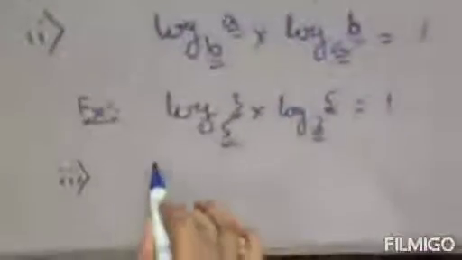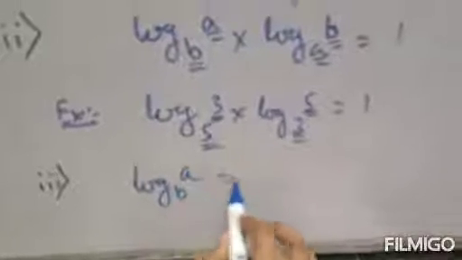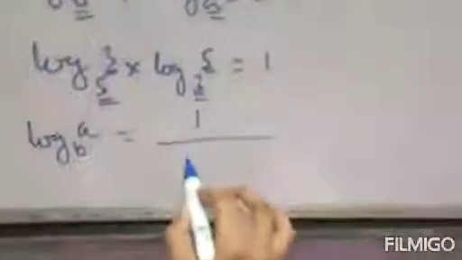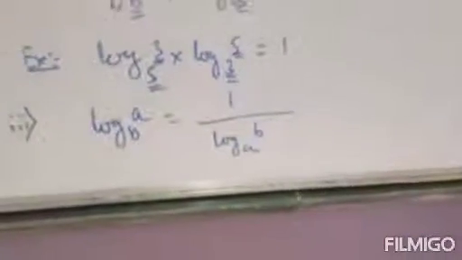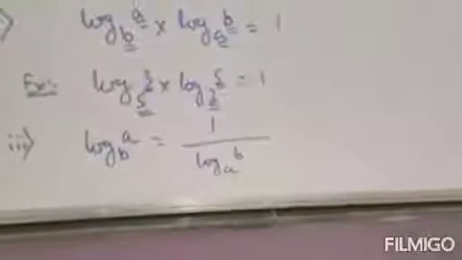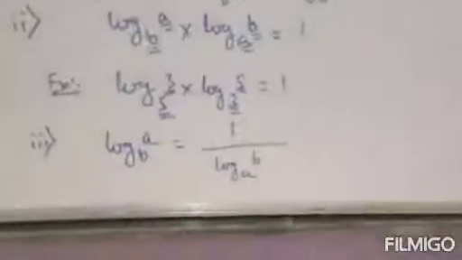Next, deduction 3. This is the reciprocal formula. Log b base a: suppose you want to exchange the base, or take the reciprocal of the term. Just divide 1 by it, and it will be log a base b. Initially the base was a; just reciprocate this, that means 1 by log a base b. Your base will be changed: the base will be b and the power will be a. So log b base a will be 1 by log a base b.